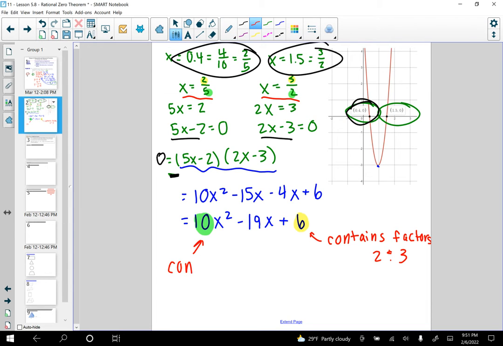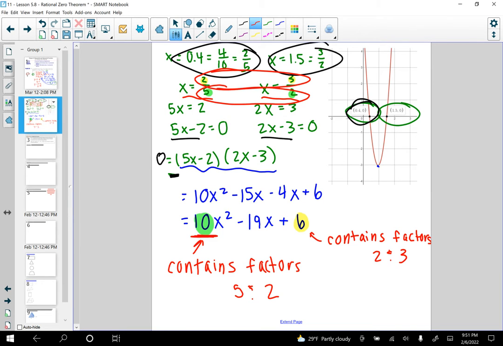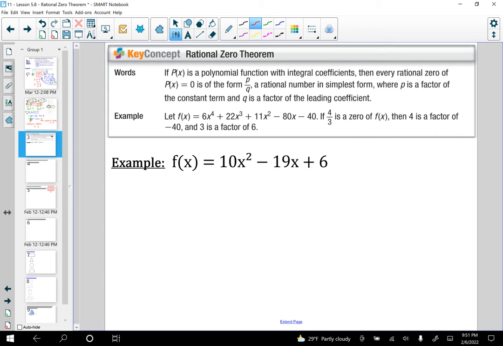So this contains factors 5 and 2. So in both my rational solutions, the denominators were factors of the leading coefficient of where those zeros would come from, and the numerators were factors of the constant term of my equation where this came from, and that's not a coincidence. That is the rational zero theorem. Remember, guys, if I ever go too fast through the videos, you can always pause them, rewind them, do what you need to.